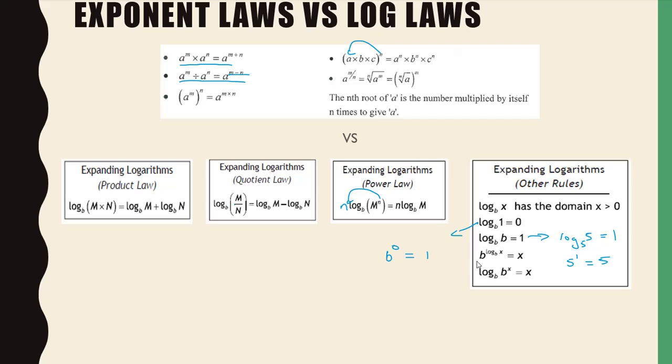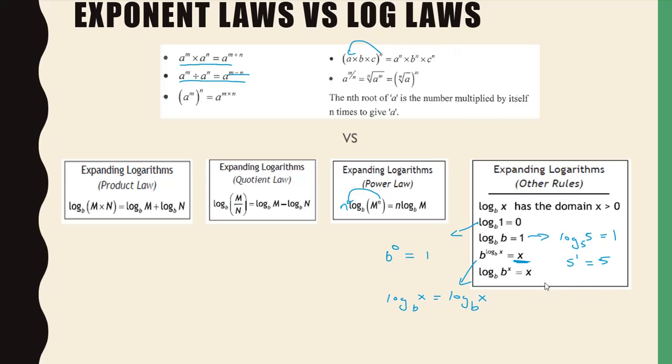This one here, I can rearrange, and I can say, if I write this as a logarithm, I have log base b of x is equal to, and then this is the exponent I'm looking for. So this has actually just been rearranged. So b to the power of log base b of x is equal to x, and that's just because if we rearrange this, we get this equation.